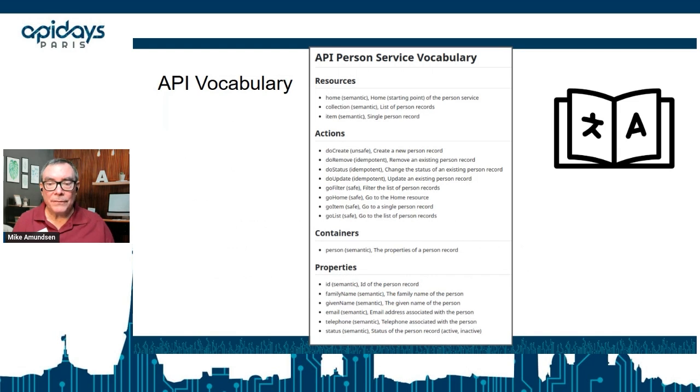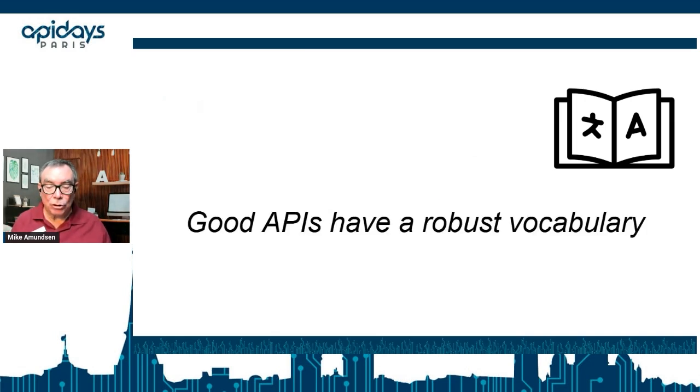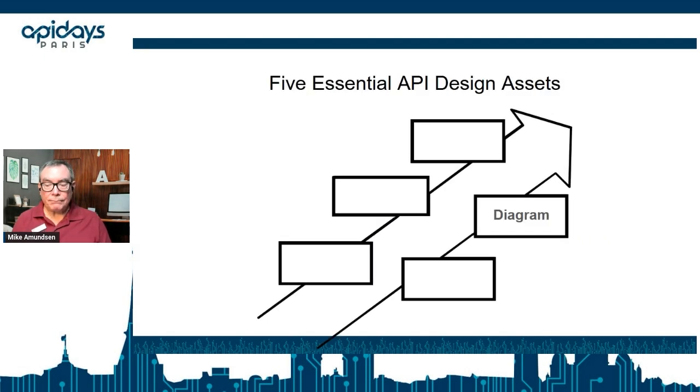Now, here's an example of that same API person service vocabulary that we were looking at earlier from the story. And I have done just the same thing we've talked about. Resources like home and collection and item, actions like create and remove and status and update and filter and so on and so forth, containers like person and properties. All of these things are actually done in the same way. Now, let's talk a little bit about the next step. Good APIs have a robust vocabulary. Don't be afraid to build out that vocabulary.